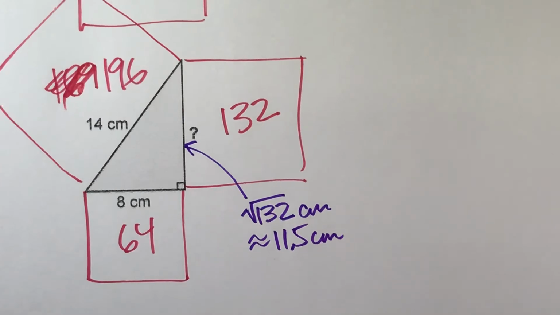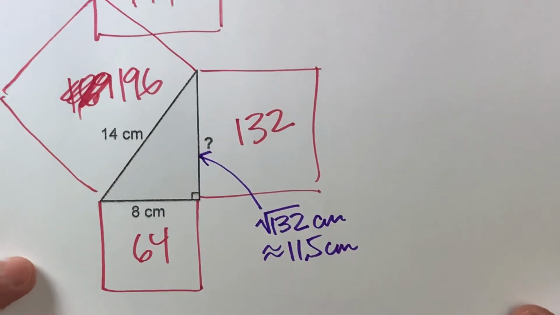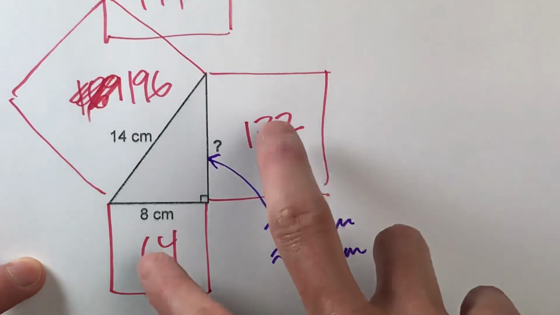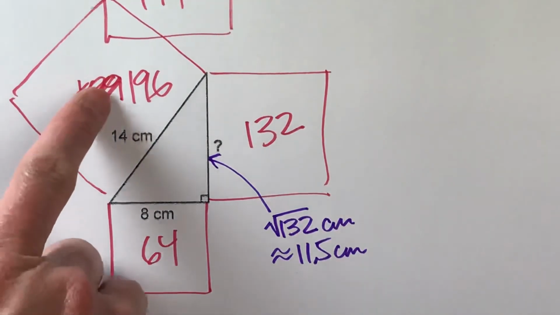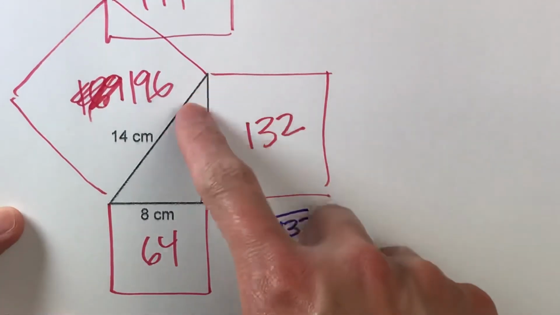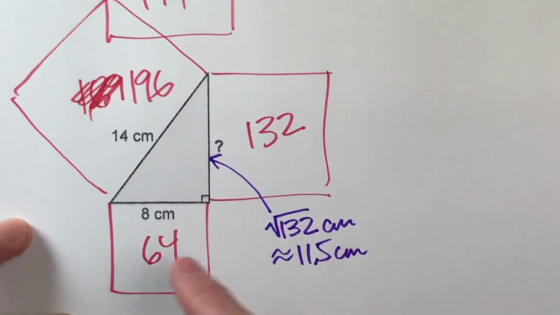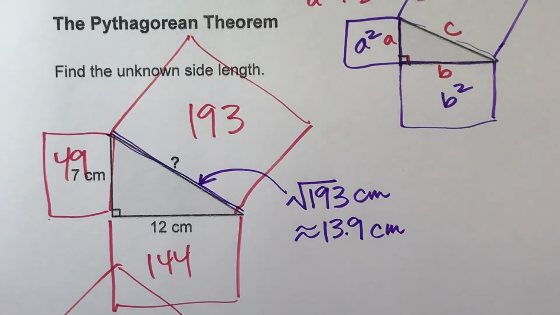Okay, so notice the Pythagorean theorem doesn't have to be super tricky and hard, and it doesn't have to be algebraic. It's basically saying that the area of the two small squares always adds up to the area of the big square. Just make sure you keep track of which one is the big square. It's the square attached to the hypotenuse. So that's the Pythagorean theorem.